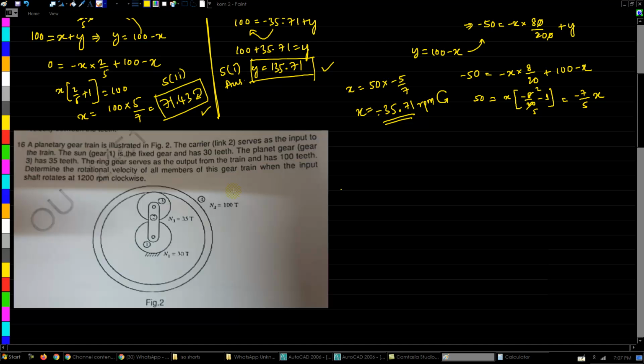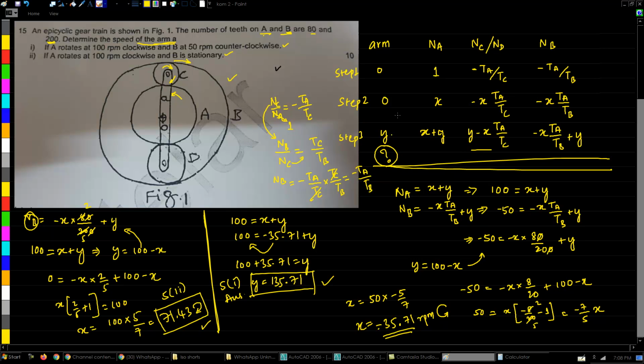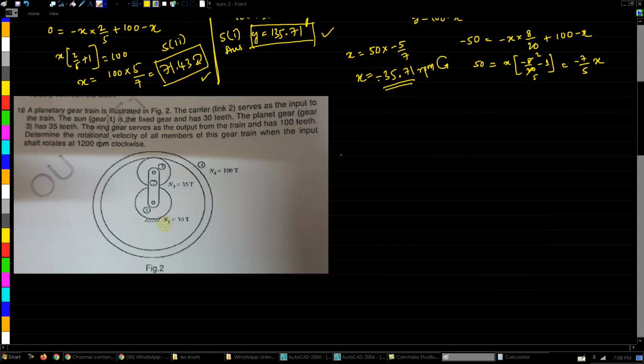So here we have another problem which is very similar to the previous one. In fact, we can use the same table that we created here for the first problem. The same table can be used here with slight variations, of course. The variations being instead of A, B, and C, the naming has been changed to numbers. So this is N1, this is N3, this is N4. That's the only difference which you have to make.